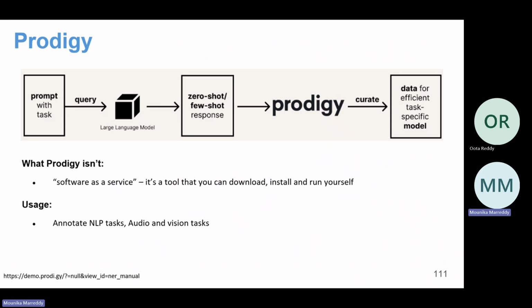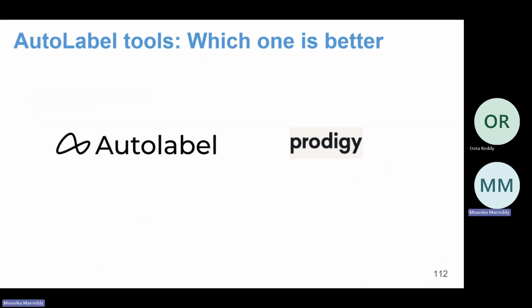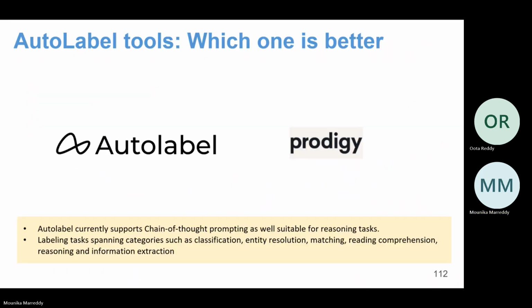We can also annotate vision and audio tasks along with NLP tasks using this tool. Now comes the question: which tool is better, AutoLabel or Prodigy? Here, AutoLabel currently supports chain of thought prompting and is suitable for reasoning NLP tasks. These labeling tasks span categories such as classification, entity resolution, matching, reading comprehension, reasoning, and information extraction. So it's better to use AutoLabel when compared with the other tools.